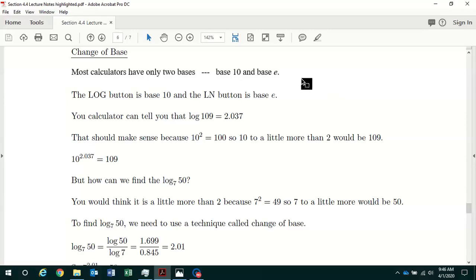Most calculators have only two bases, base 10 and base e. So if you need to calculate the log of a number in base 10 or base e, that is sufficient. What we're going to focus on is how do you calculate the log of a number in some other base, like base 17 or base 28. The base 10 button on your calculator is represented by a capital LOG, and the base e logarithm on your calculator is represented by capital LN.